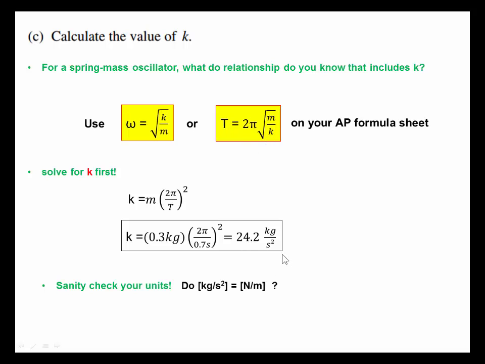And you get 24.2 kilograms per second squared. The question is, is that the correct value for k? I thought k was in newtons per meter. You should double check and verify that these units are the same, and I would state my final answer in the more traditional newtons per meter.